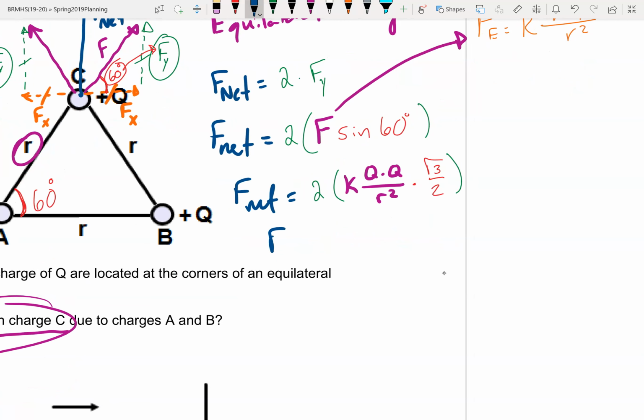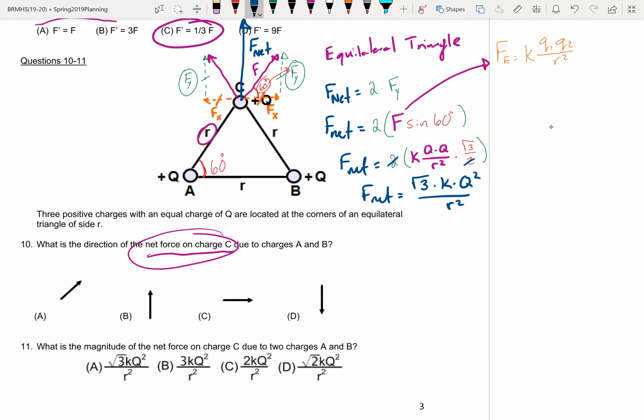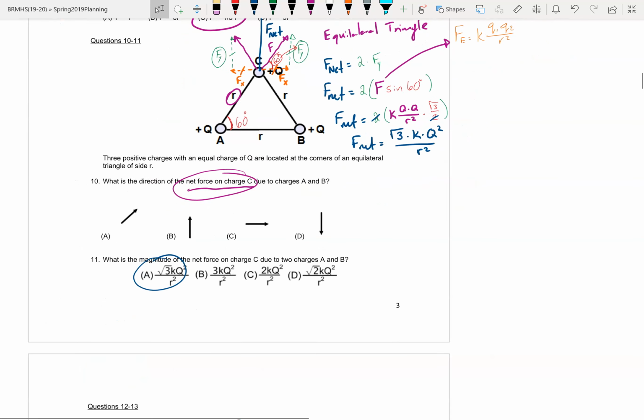Okay, and that gets me the magnitude of the net force. I notice that these 2's are going to cancel out, and these two positive capital Q's up there are going to turn into just Q squared. So my final answer for the net force is going to be square root 3 times K times Q squared over R squared. Square root 3 KQ squared over R squared is answer choice A.